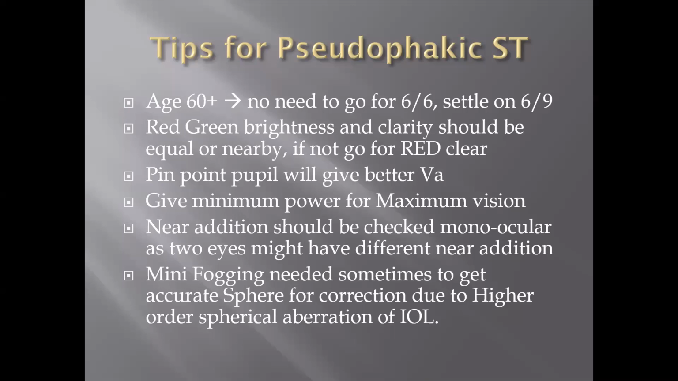Mini fogging is needed sometimes to get the accurate spherical correction, due to higher order spherical aberrations of the IOL. Sometimes an aberration-correcting IOL or negative aberration IOL is implanted, and this sometimes demands mini fogging. What do we mean by mini fogging? If the patient has a +1 error, you might have to start with +3 and then gradually reduce to +1 to get the accurate spherical power in that particular eye.